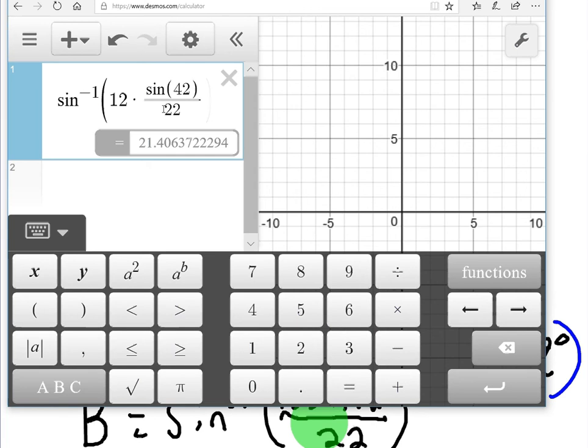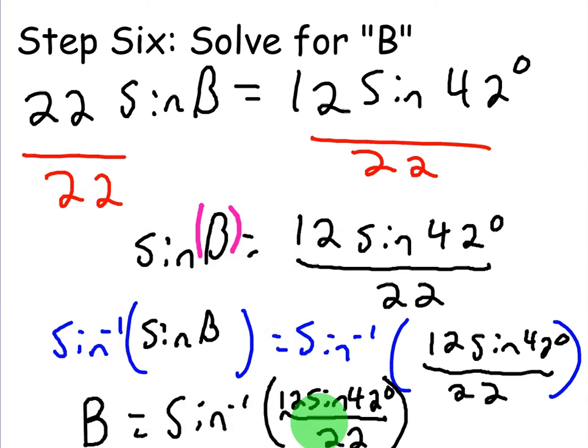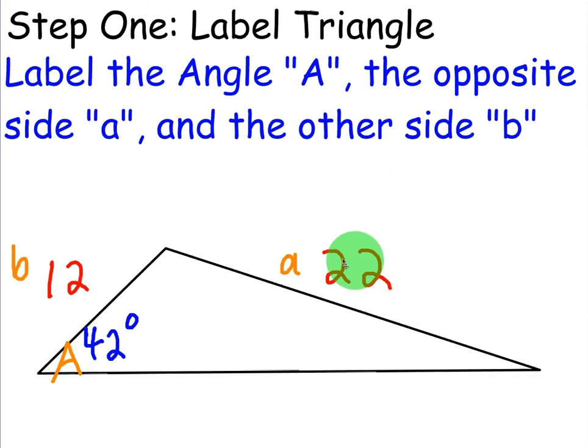Okay, so we get 21.4. Okay, so that's going to be our big B. That's going to be our big B angle. It's going to be this angle right here, opposite little b.